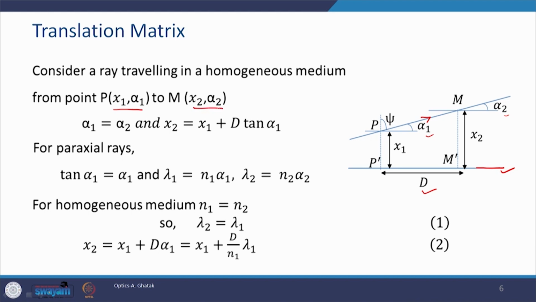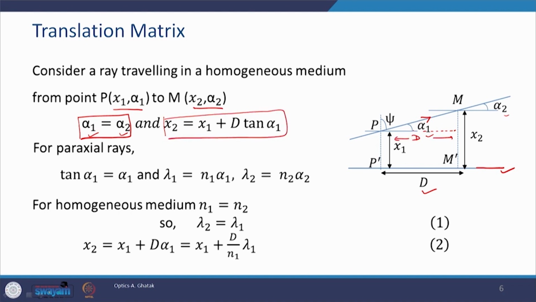The ray is supposed to be travelling in a medium which is homogeneous. Now, since the medium is homogeneous, therefore, alpha 1 of course would be equal to alpha 2, isn't it? And what would be the relation between x1 and x2? We can easily calculate. x2 would be equal to x1 plus D tan alpha 1.